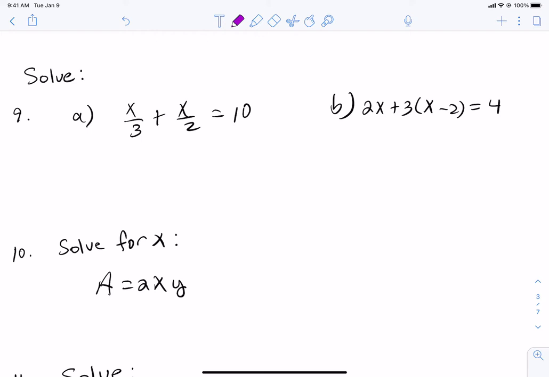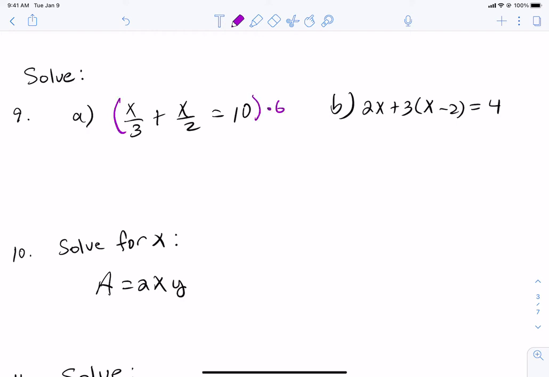In 9a, there's a mixture of ways you can do that. If you're really good with fractions, you can keep them as fractions. Many people don't like fractions, so I'm going to remind you of a trick. If you have a rational equation like this that has fractions contained in it, you can multiply everything by the common denominator of the fractions. So if I have fractions with a bottom of 3 and a bottom of 2, what would that common denominator be? 6.